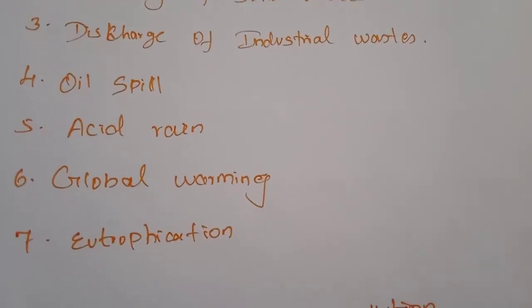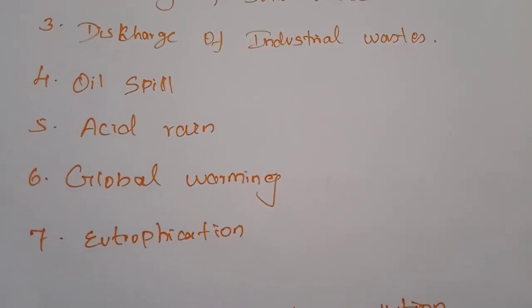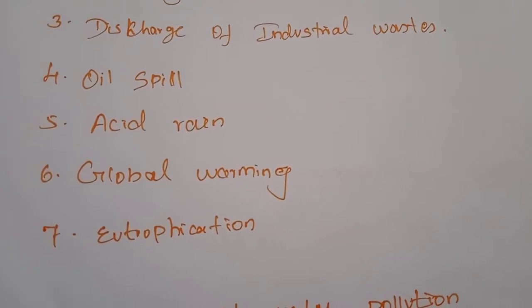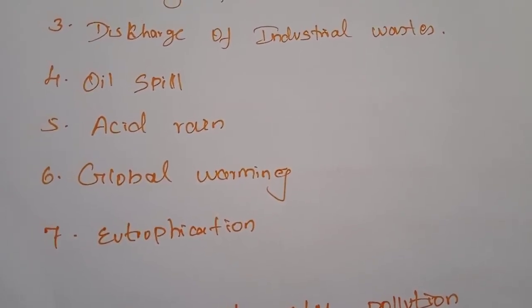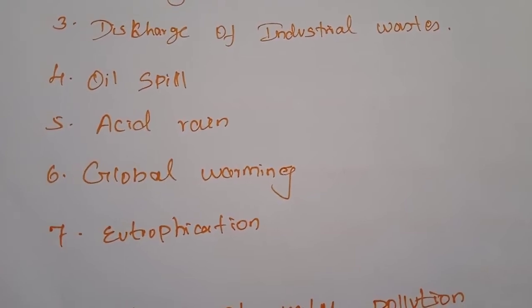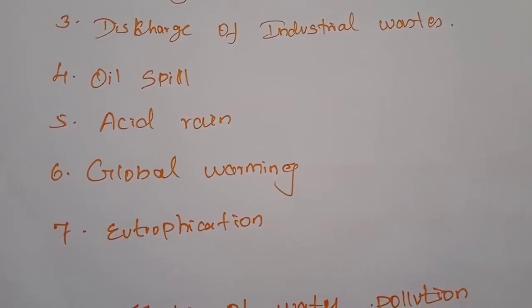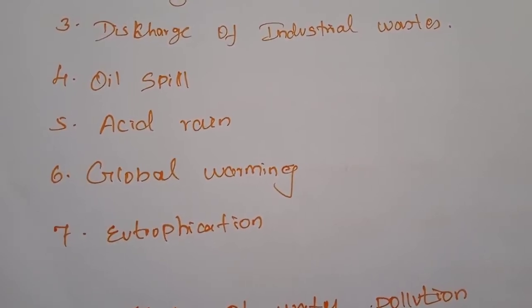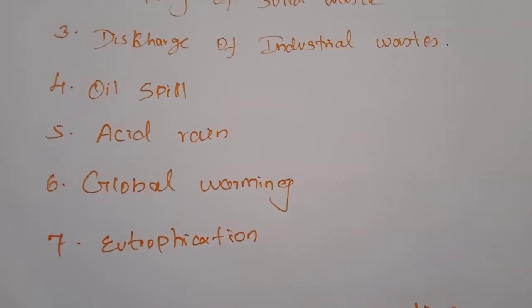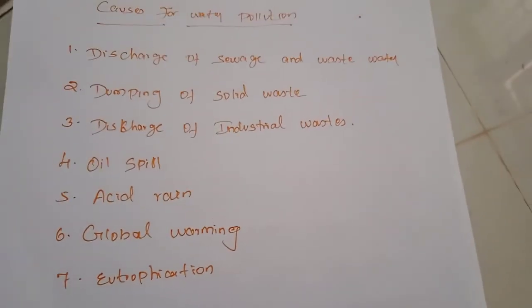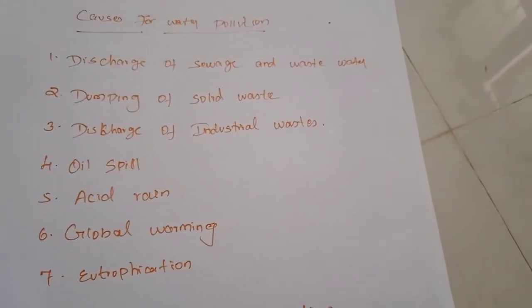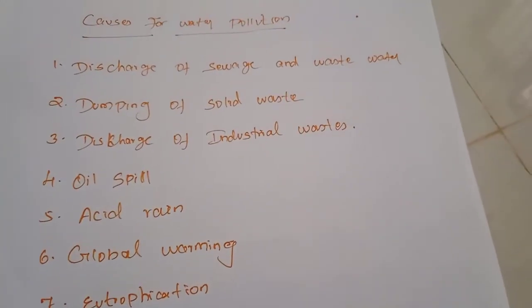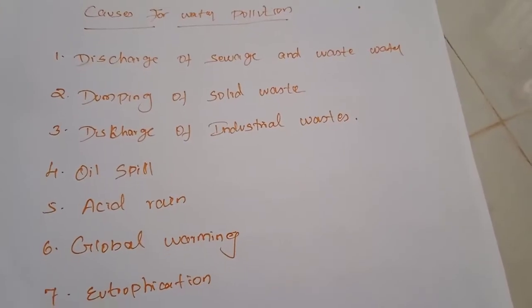Next, eutrophication. Eutrophication is an increased level of nutrients in water bodies. This results in a bloom of algae in water. It also depletes the oxygen in water, which negatively affects fish and other aquatic animals and populations. So I think it is very easy, and these are the 7 points. You now know the reasons for water pollution. You can write them down.